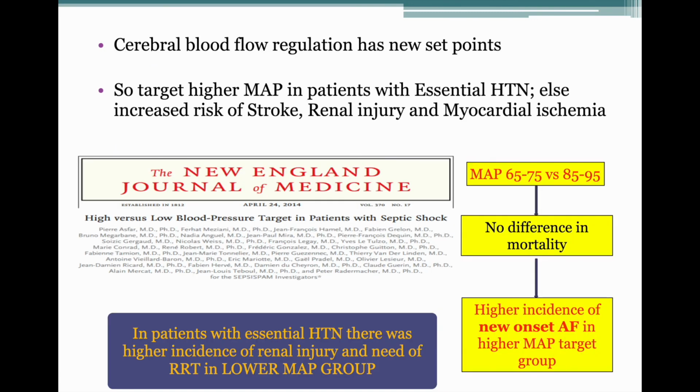Okay, so cerebral blood flow regulation also has new set points. So target a higher MAP in patients with essential hypertension, else there is an increased risk of stroke, renal injury and myocardial ischemia.